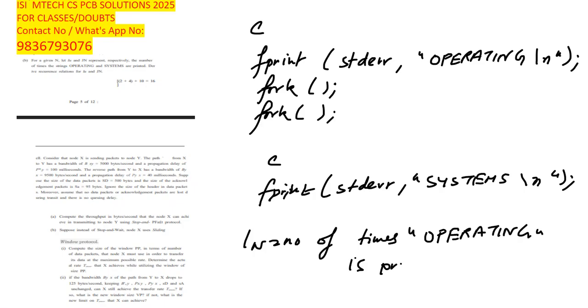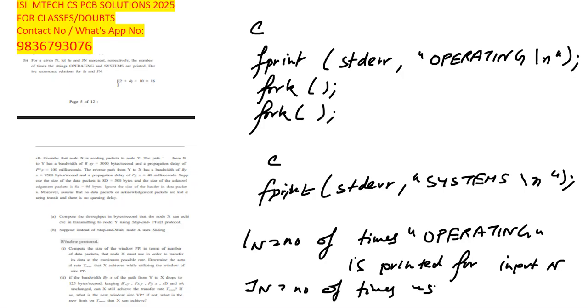is printed for input n, and jn means the number of times systems is printed for input n. So here each iteration doubles twice, so each process spawns 4 processes total in an iteration. This gives a total growth factor of 4 per iteration.